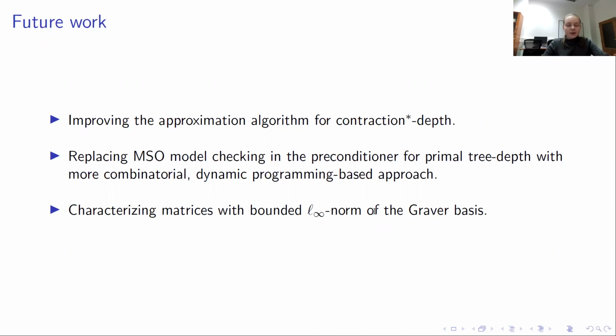For the L1 norm, we have partial results. We characterize that the Graver basis of the matrix has small L1 norm if the matrix has small contraction depth, that is, when there exists a row equivalent matrix of small dual tree depth. However, we still don't know the characterization for the L infinity norm. The open problem is to find a suitable matroid parameter that would characterize the property of the matrix to have bounded L infinity norm of the elements of the Graver basis. With this, I would like to thank you for your attention and conclude my talk.